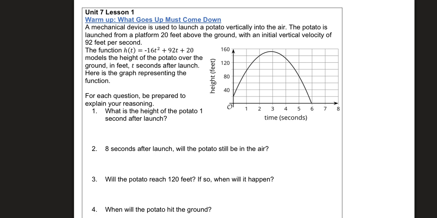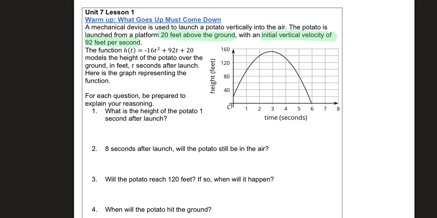For today, we have a mechanical device used to launch a potato vertically in the air. The potato is launched from a platform 20 feet above the ground. So that's going to be some important information: 20 feet above the ground, with an initial vertical velocity of 92 feet per second.